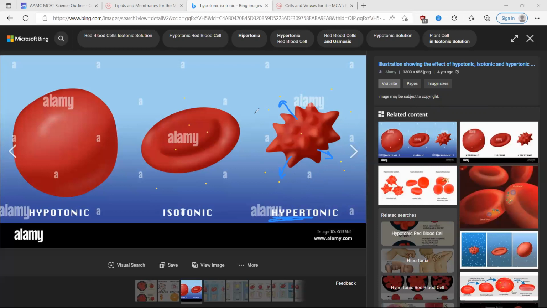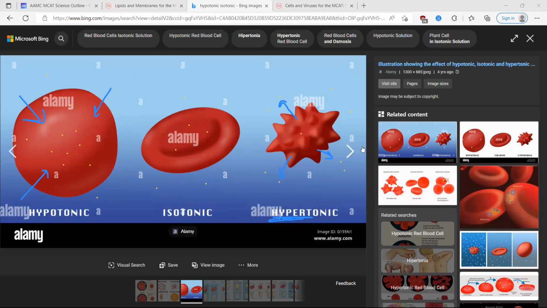And then the opposite is if there's not that much outside, but there's a whole lot inside, right? If there's a whole lot inside, then the water is going to come rushing in and it's going to cause the cell to swell up. Like that. So these are the different types of tonicity. And this is based on osmosis, which is passive transport. It does it passively based on what is there.